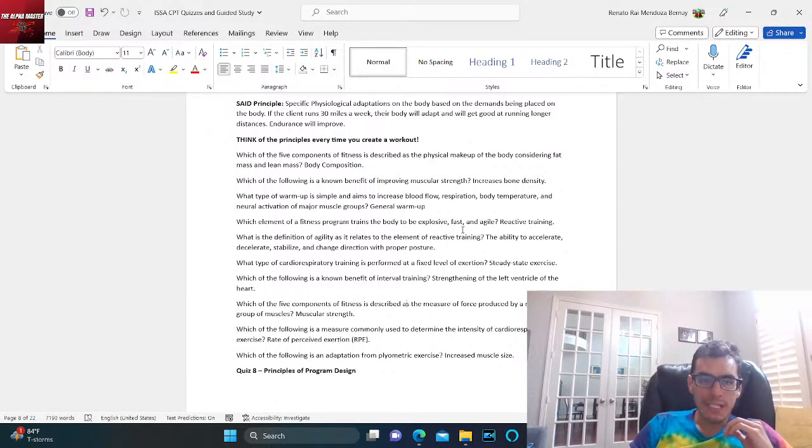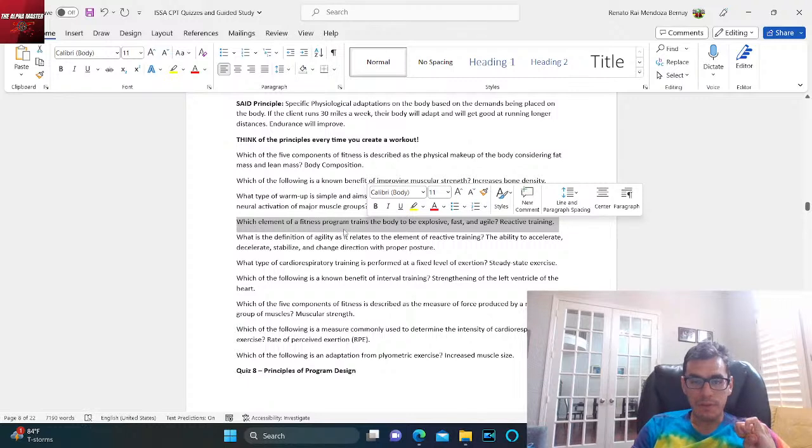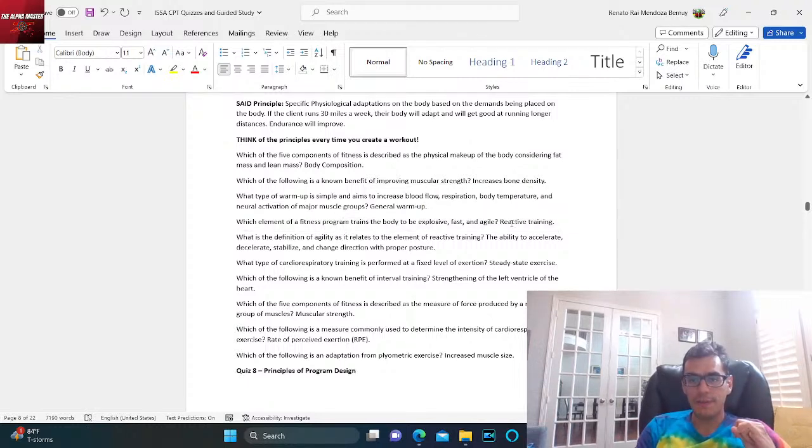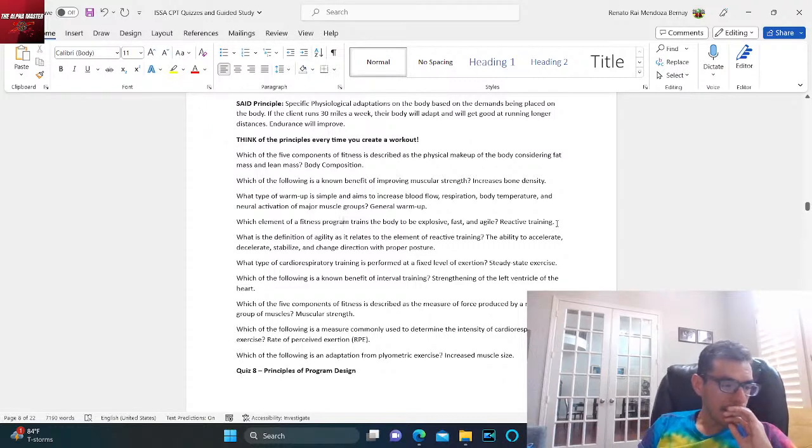Which element of a fitness program trains the body to be explosive, fast, and agile? Reactive training. Reactive training trains the body to be explosive, fast, and agile. The element of a fitness program that trains the body to be explosive, fast, and agile is going to be reactive training.